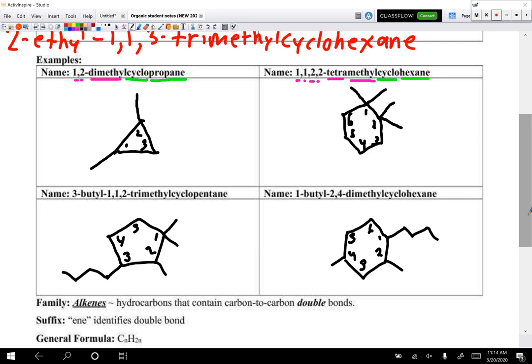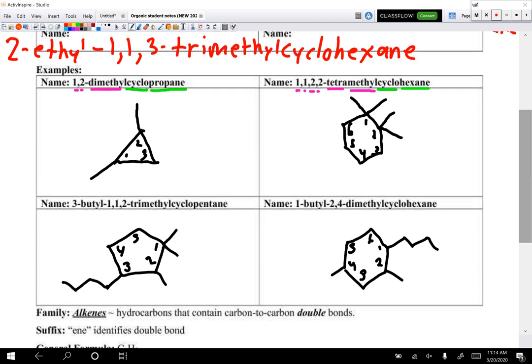So that is it for this particular lesson on cycloalkanes. Now would be an excellent time to go to your workbooks and start working through the naming of the alkane sections. And when you are done that, please come back and we are going to go over how to name our alkenes, alkynes, cycloalkanes, and cycloalkynes.